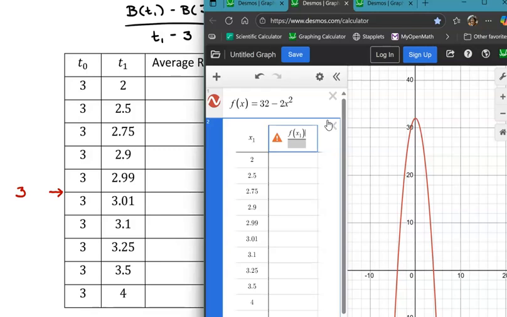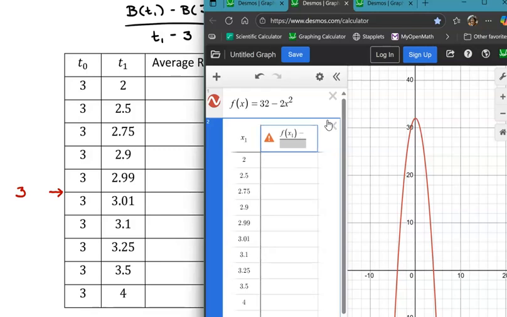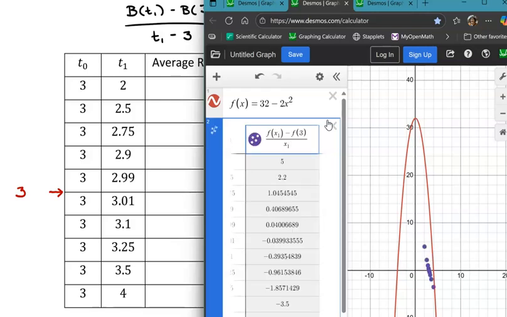That's going to grab those values and plug them into our function, and then we're going to subtract away f of 3, so f parentheses 3. That's going to stay the same for each of these. And then in the denominator, I'm going to use my values for x1. So I'm going to go x1, and then minus 3. And with that, it'll fill in my table.